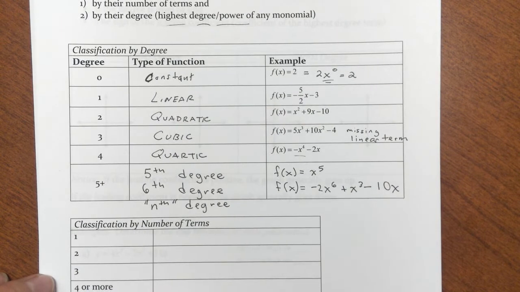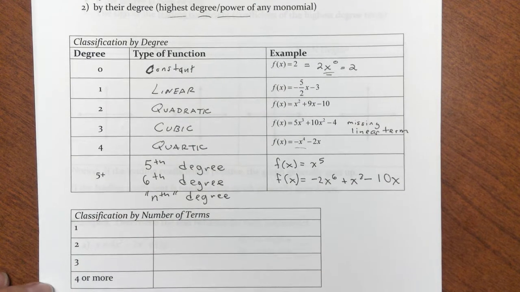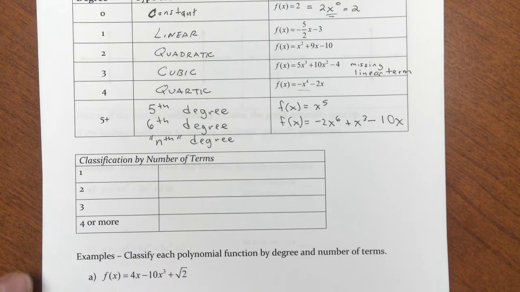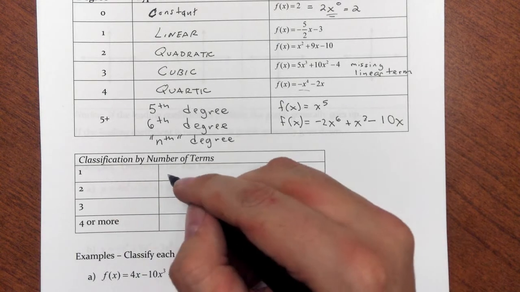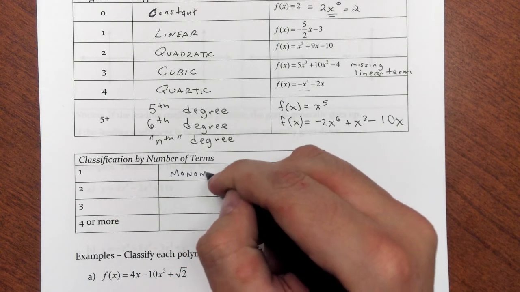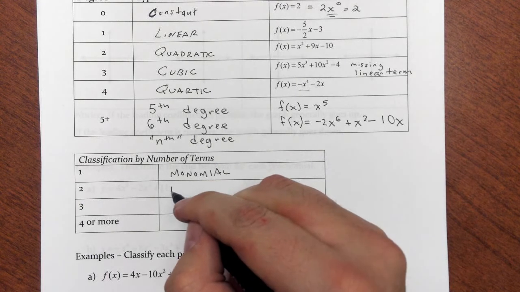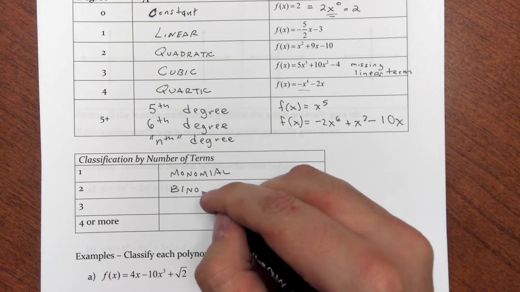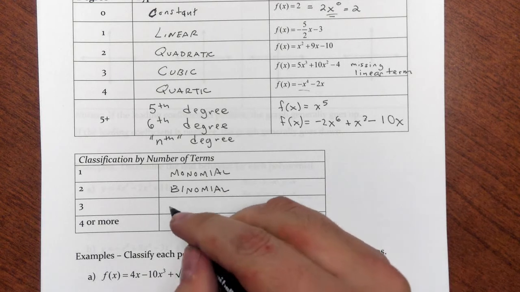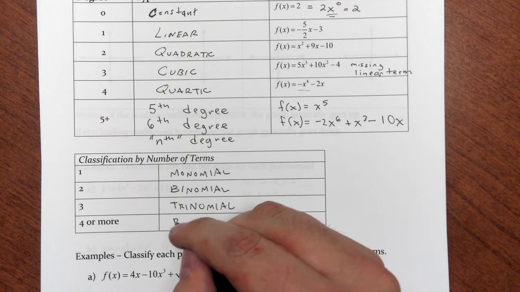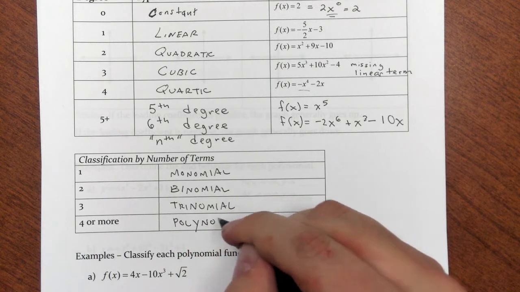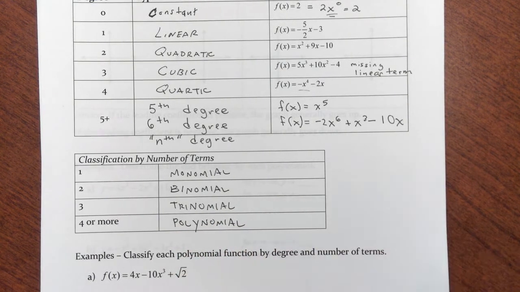Alright, so I can classify using these terms by degree, but I also need to be able to classify by number of terms. These are a bit easier. You've probably heard these already a lot this year. If there is 1 term, then that's what we call a monomial. If there are 2 terms, that's what we call a binomial. 3 terms is a trinomial. And any more than that, we don't have a special name for it. They're all polynomials, but if there are 4 or more terms, I just call it a polynomial. There's nothing special to say there.